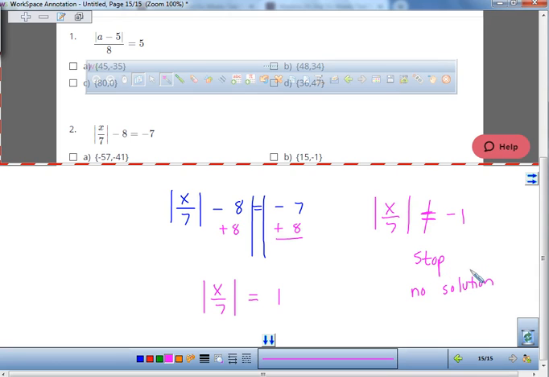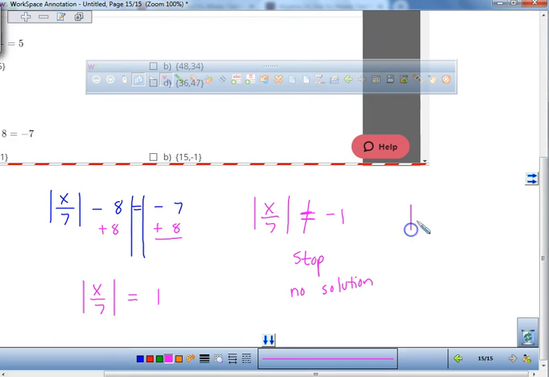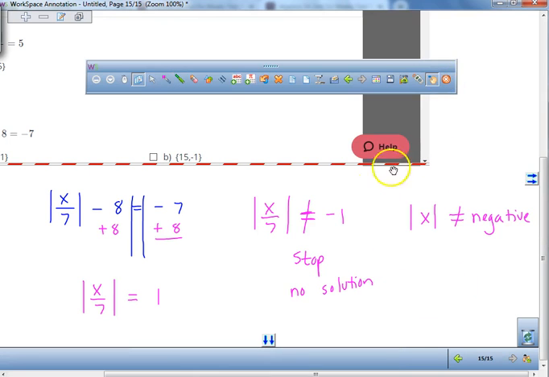Now I'm telling you this because I'm warning you. I'm going to have one problem that's going to be a no solution, that if you worked it out, you would get two solutions. They just wouldn't work. All right? So just remember, what's the note? The absolute value of a number can never equal a negative. All right? That's when you stop and say no solution. Okay, but we can keep going.